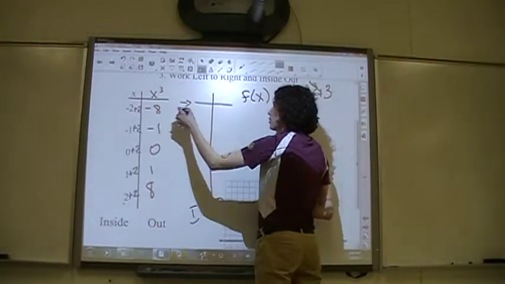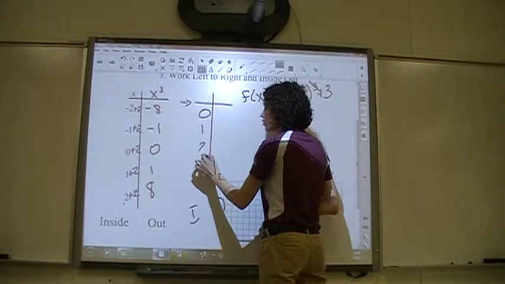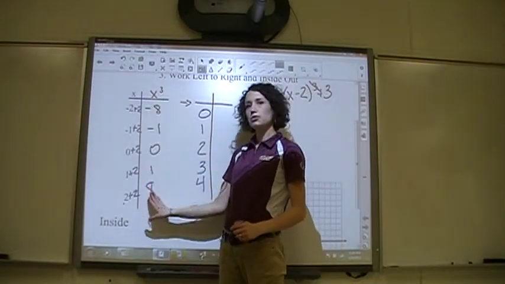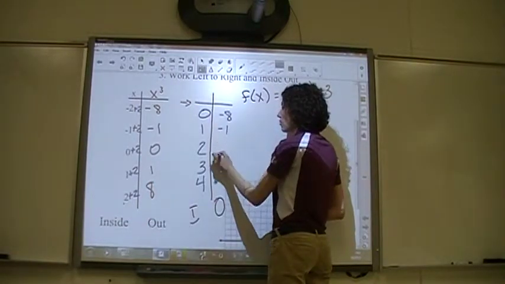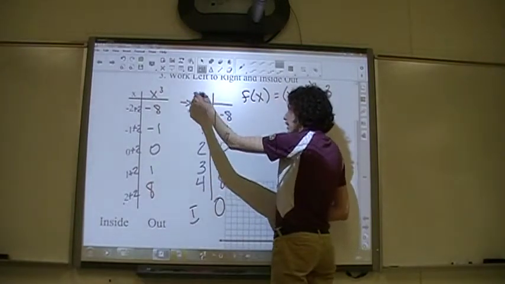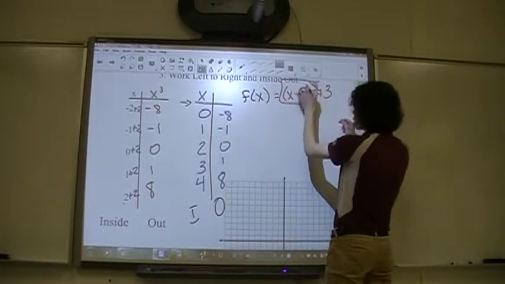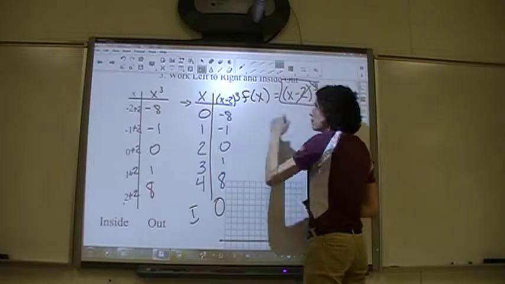So that means I'm going to have 0, then -1 plus 2 gives me 1, 2, 3, 4. Do not touch these numbers right here because they're on my outside. So I have -8, -1, 0, 1, and 8. So that means here's my x still, and the thing that I did to it was I have this done, so you can cross that out.